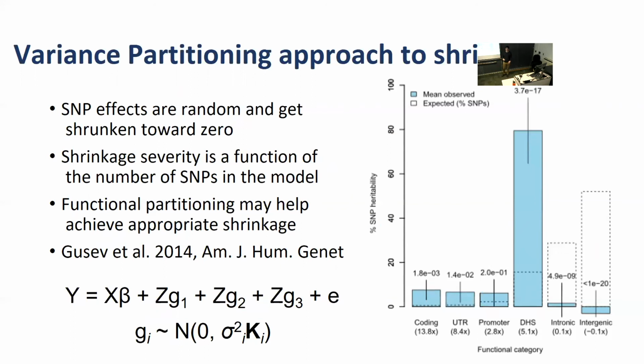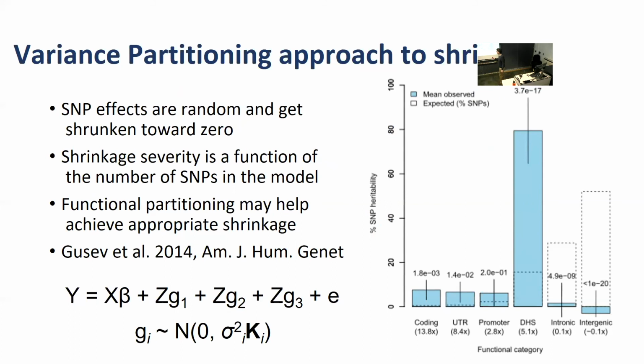And as you know, GBLUP models, and most of the models that work within genomic predictions where we have lots of predictors and few individuals, have to find a way to deal with collinearity and overfitting. So GBLUP uses shrinkage, where most of the SNP effects are random and are shrunk towards zero. And this shrinkage severity will be a function of the number of SNPs in the model.